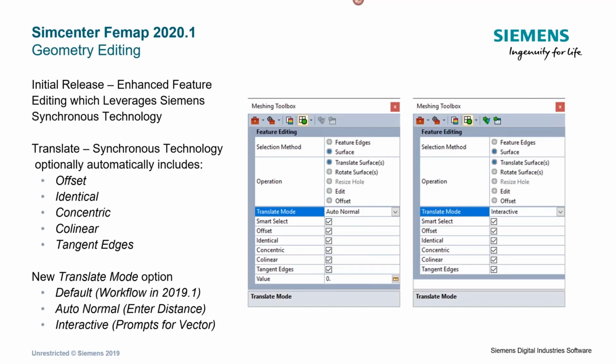In the meshing toolbox, there is geometry editing for feature editing, where you can translate and rotate surfaces on the fly. It acts very similar to other synchronous technology that is used within the CAD platform, such as NX. And all these things that I'm showing you right now, I'm going to go over with demo models to further explain them.